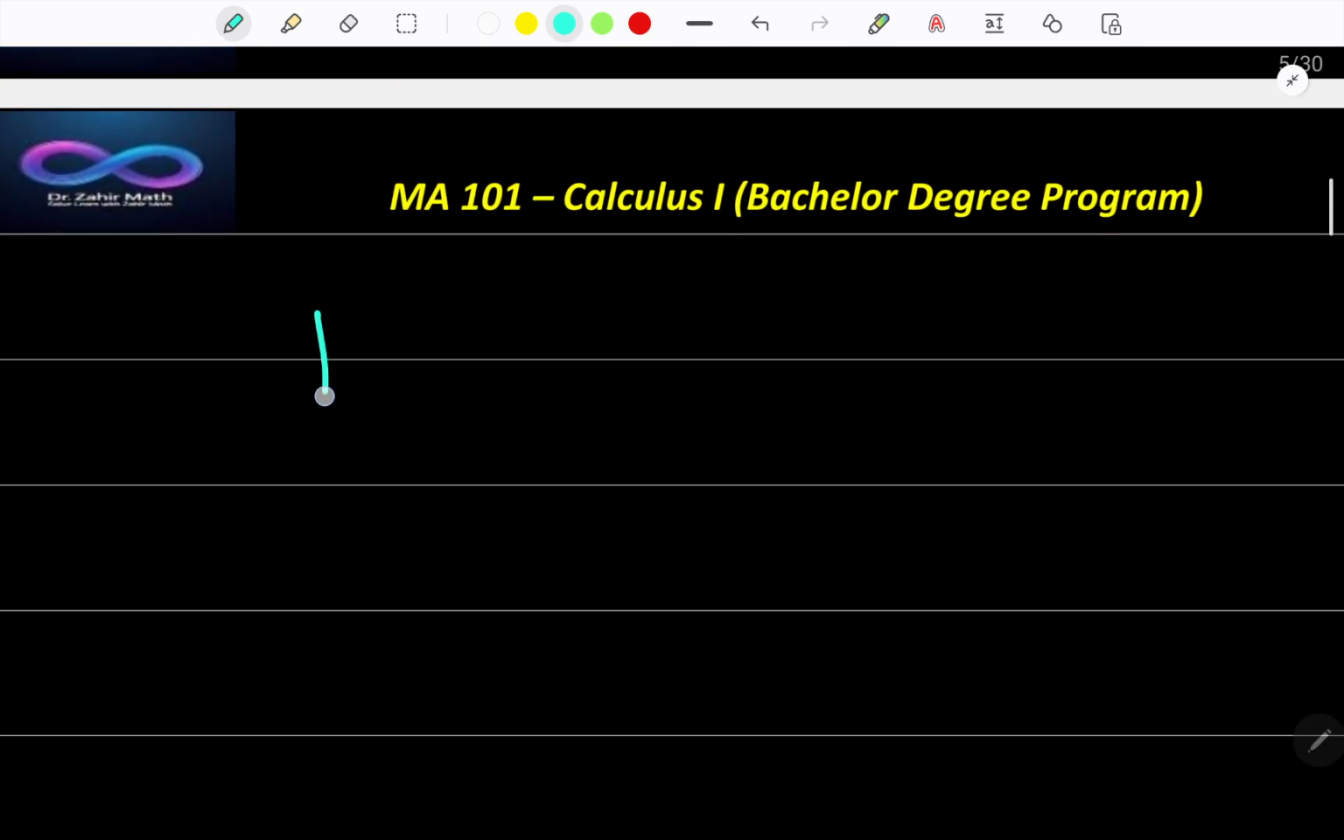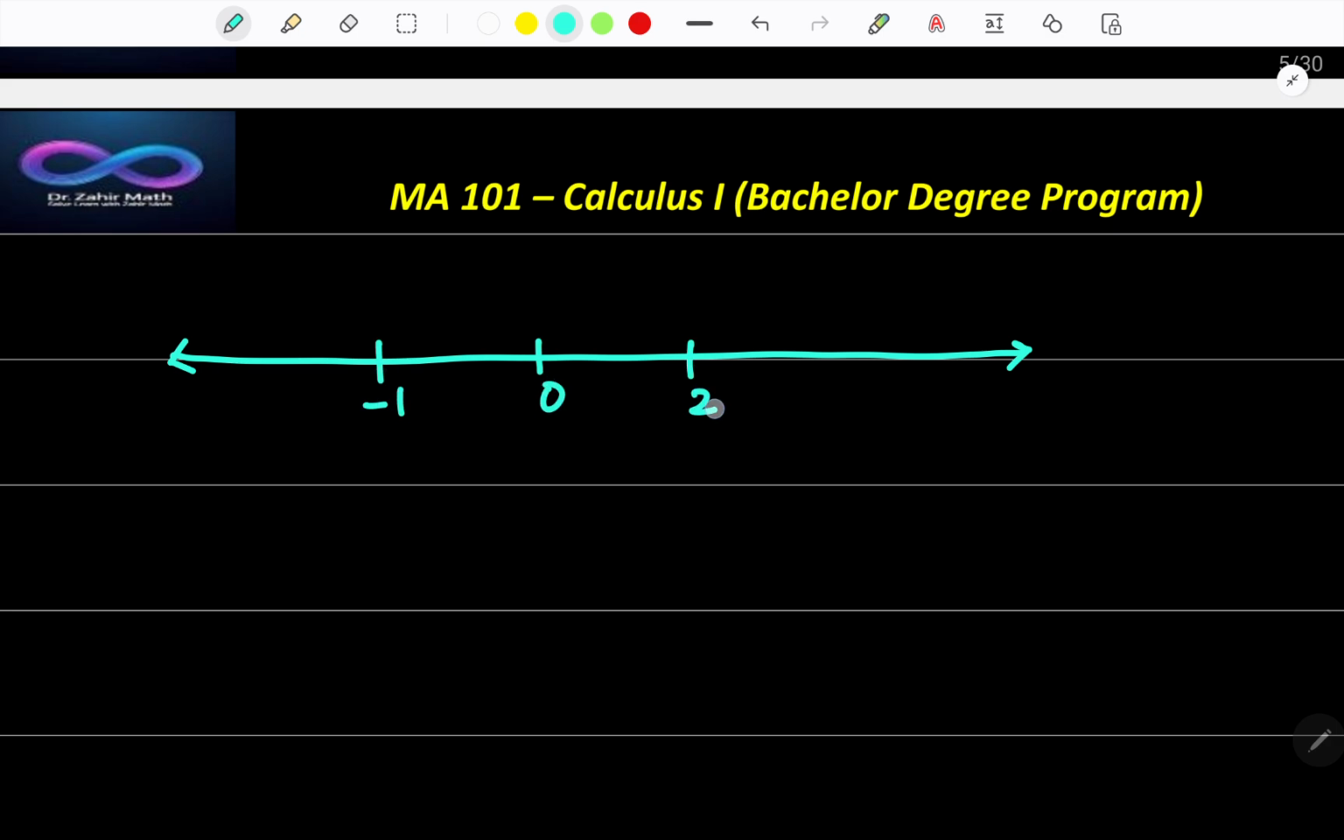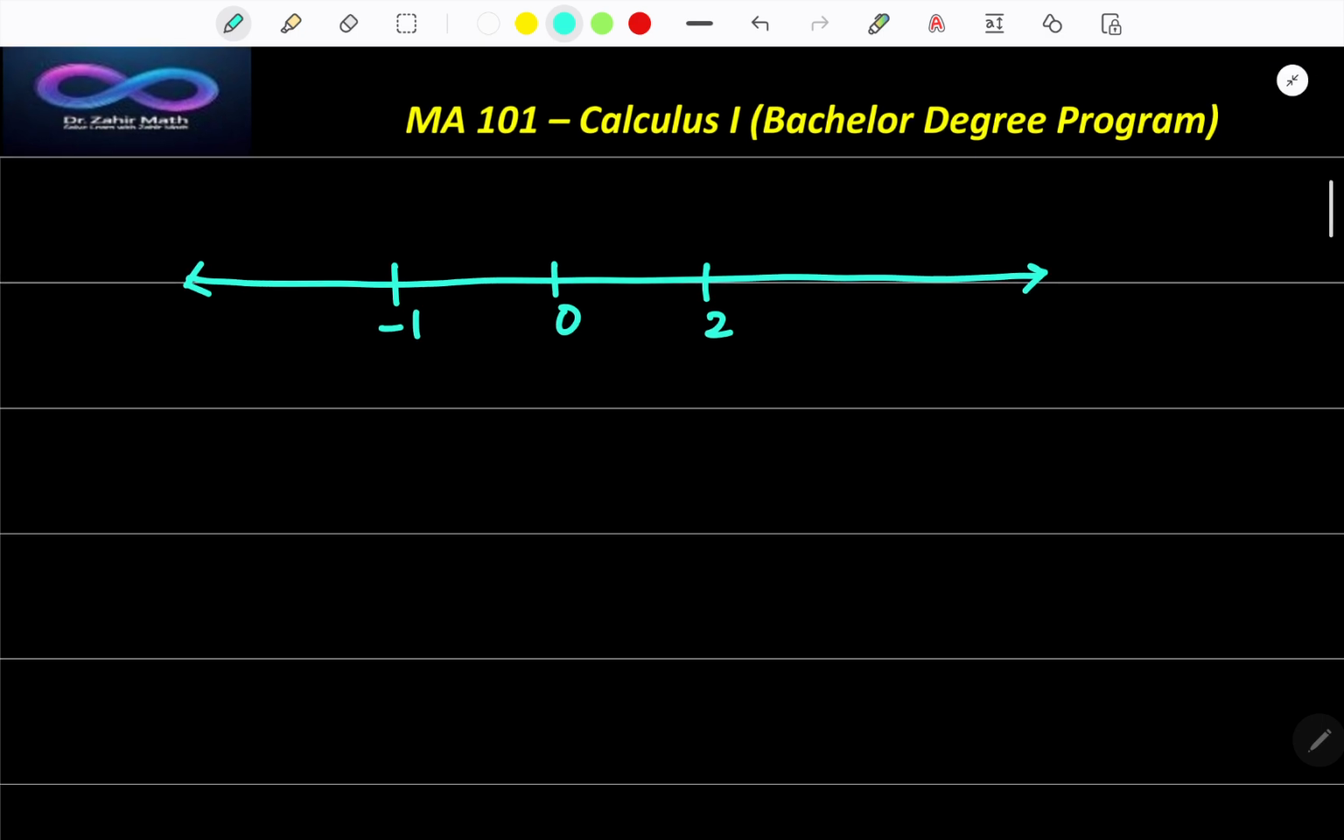So -1, look at this one. This is a real axis line, real number line. This point is 0, and this point is -1. This point is 2. Now this is minus infinity, and this is plus infinity. So these are our critical points: critical point, critical point, critical point.